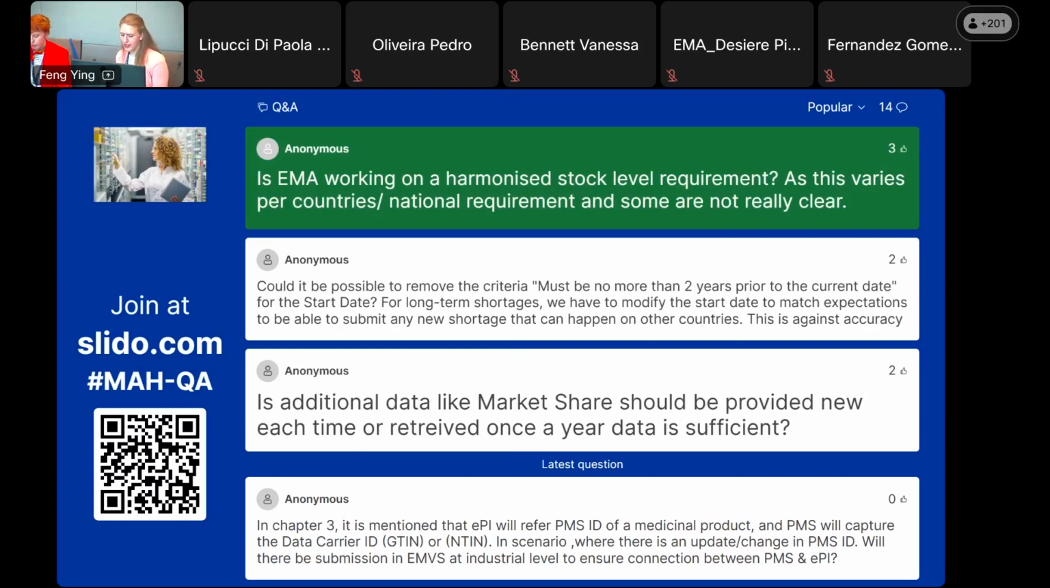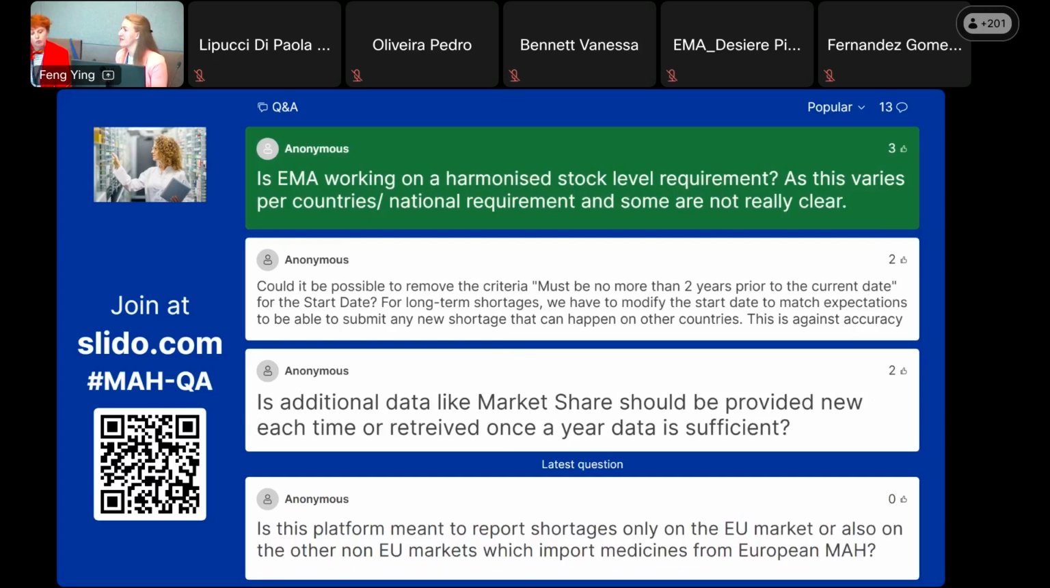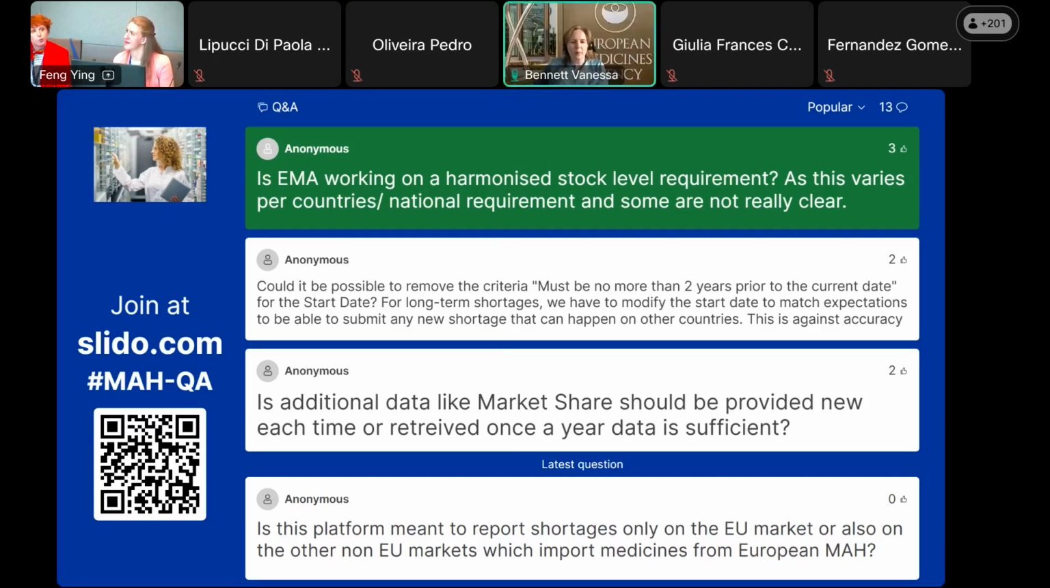Is EMA working on a harmonized stock level requirement? As this varies per countries or national requirement, and some are not really clear. Maybe online we have Peter Jan with us who can take this, maybe Vanessa. I can start maybe, and then Peter Jan may want to come in. And maybe just to say, we are not working on that at the moment, but we are aware of discussions that are ongoing at the level of the European Commission, both with the member states and with respect to their own strategies. So from our perspective, there's no information from our side, but we are aware that the discussions are ongoing at EU level. Thank you.